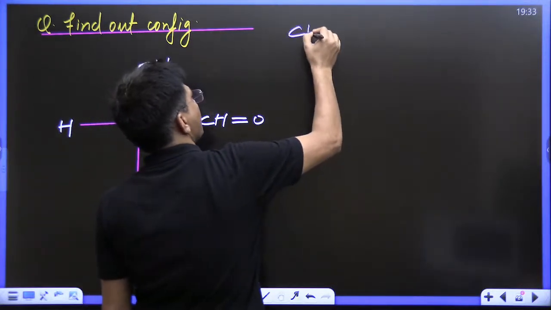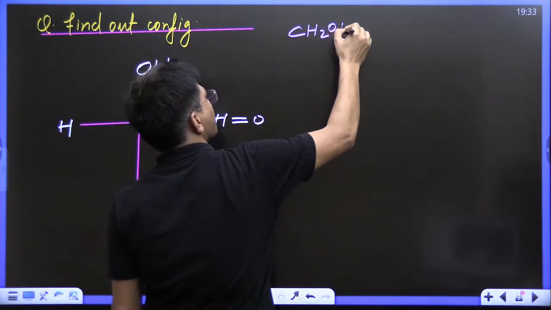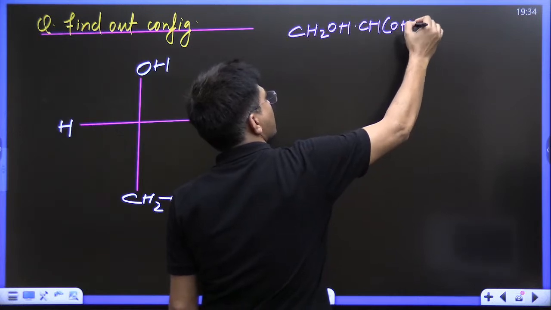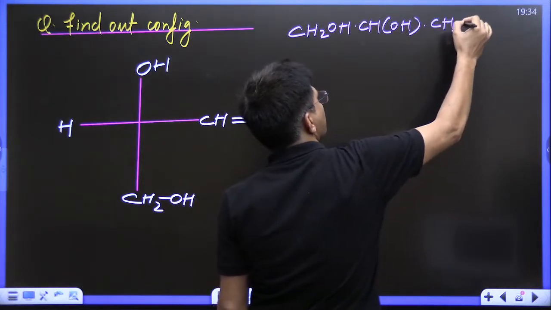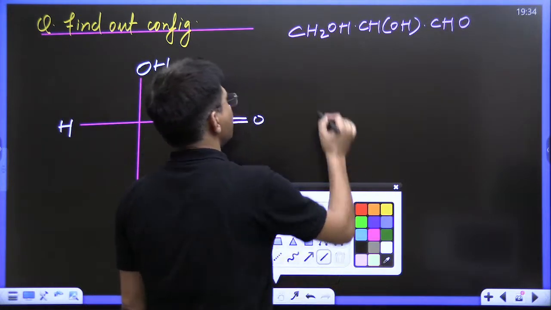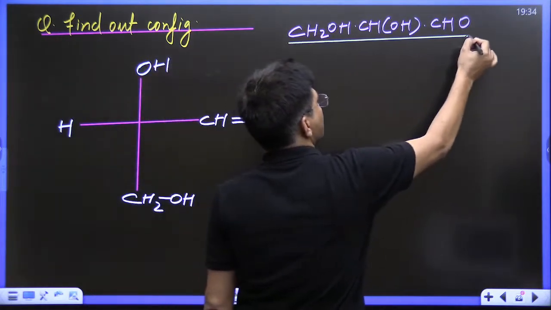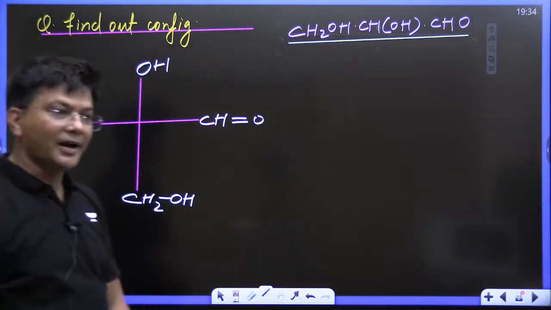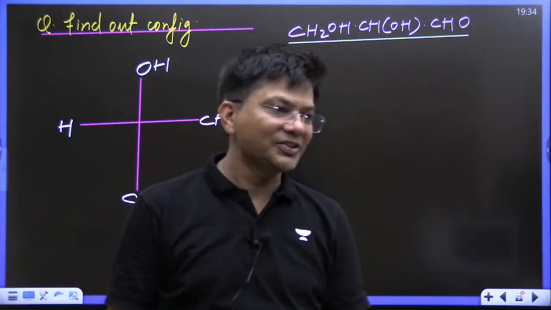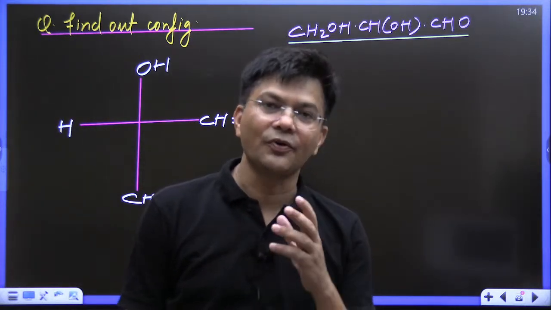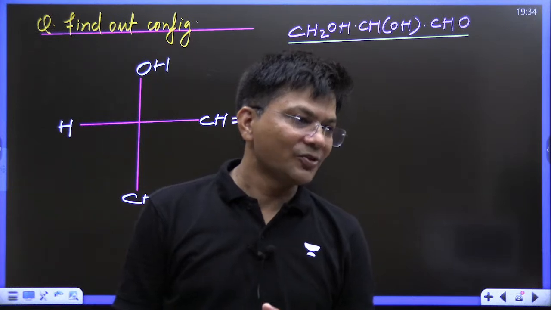So CH2OH, CHOH, CHO. This is simple glyceraldehyde, kids. One kid has asked for the simple condensed formula. This is glyceraldehyde. Some are writing L configuration, some are writing D configuration. See, Priyanka, Akanksha is going for L, Shiv Kumar is going for D.